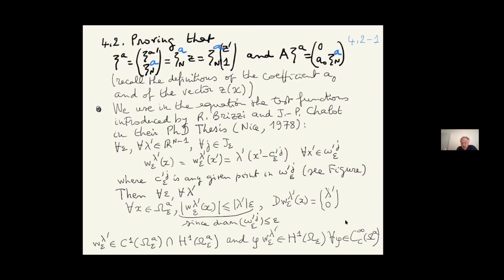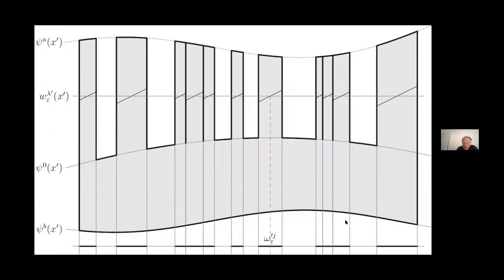The same tooth, and every tooth has a diameter which is less than epsilon. Okay, so this function is in C1 of omega A epsilon and in each one of omega A epsilon, and its gradient is always lambda prime. So we have defined a function in each one of omega A epsilon, which is not continuous on omega A, because when the teeth are adjacent here, the function is not continuous.